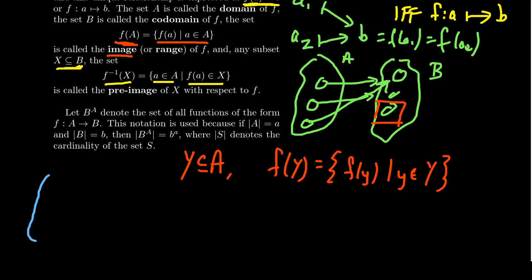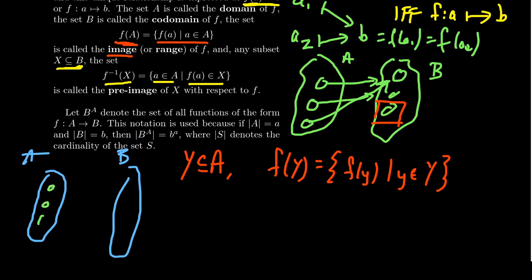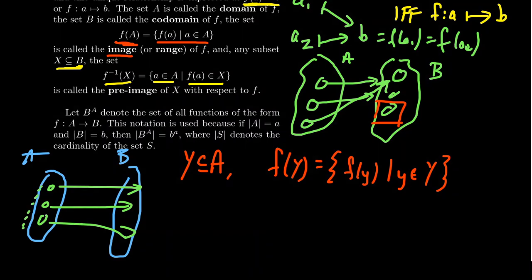If you have a finite set right here and a finite set right here, here's A, here's B. We have some objects in the domain. We have to make a choice. Like, okay, this one has to go here. This one has to go here. This one has to go here or something. So for each element in the domain, we have to make a choice about where those things should go, right? So for the first element, you have b options. For the second element, you have b options. For the third element, you have b options, et cetera.